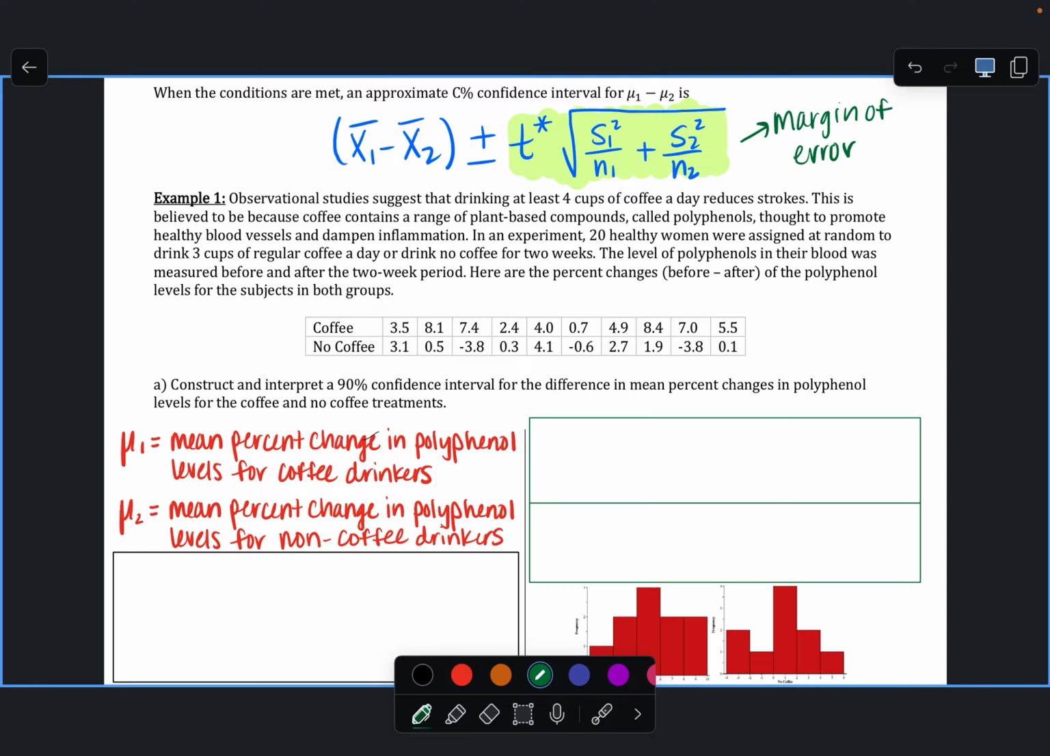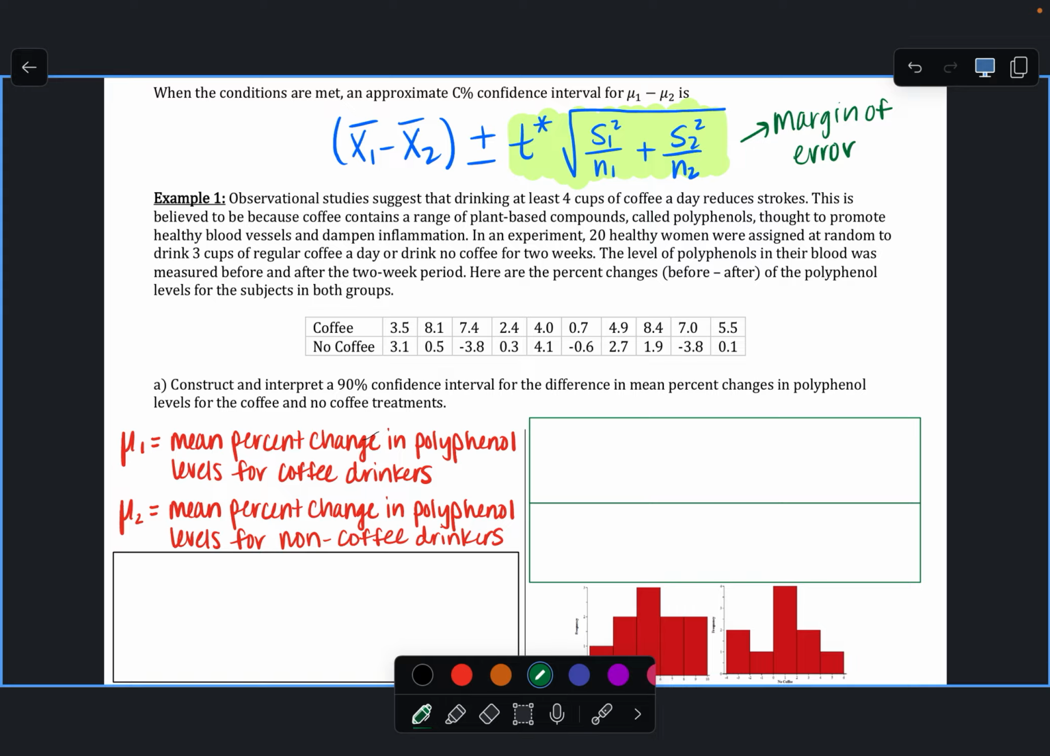So, example 1 says, observational studies suggest that drinking at least 4 cups of coffee a day reduces strokes. This is believed to be because coffee contains a range of plant-based compounds called polyphenols, thought to promote healthy blood vessels and dampen inflammation. In an experiment, 20 healthy women were assigned at random to drink 3 cups of regular coffee a day or drink no coffee for 2 weeks. If I drank 3 cups of coffee a day, I would be buzzing. That's a lot of caffeine.